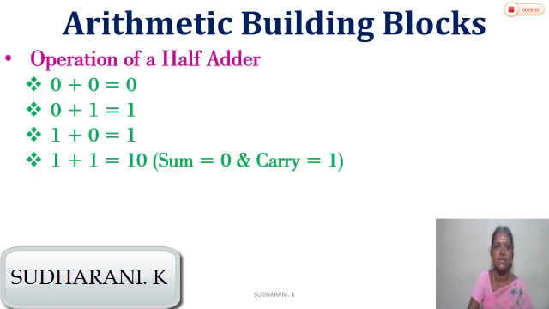The next is the operation that corresponds to the half adder. From the truth table itself, we can understand that the operation of a half adder is similar to that of binary addition. With respect to binary addition, there are only 4 rules. That is, when a 0 is added with 0, the result will be 0 and carry will be 0.